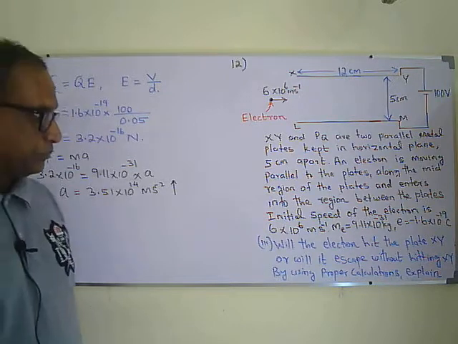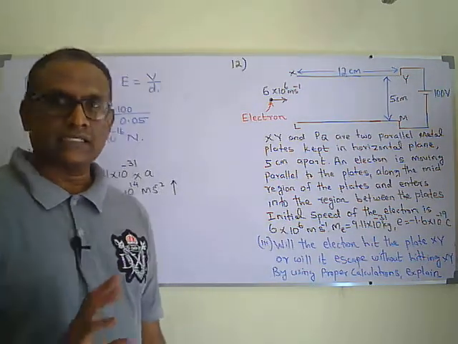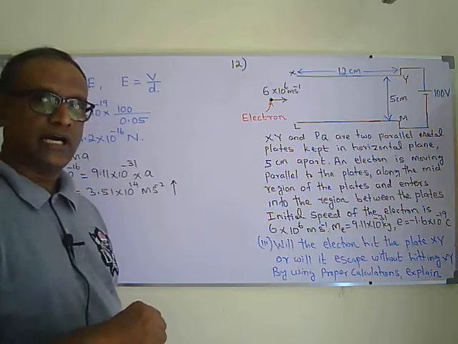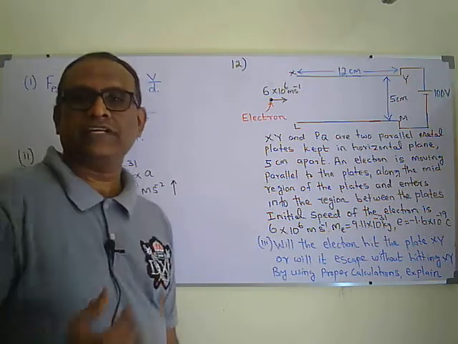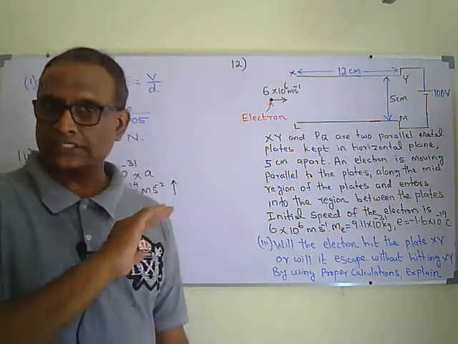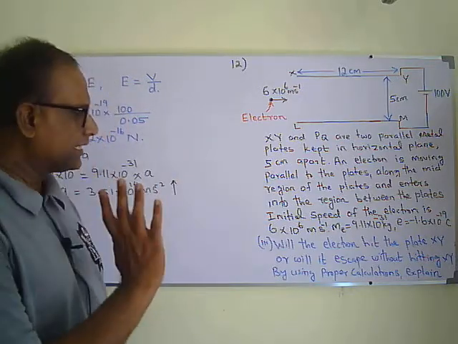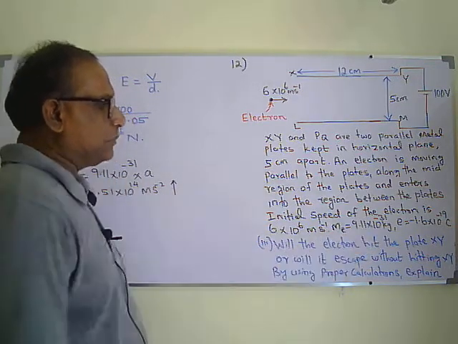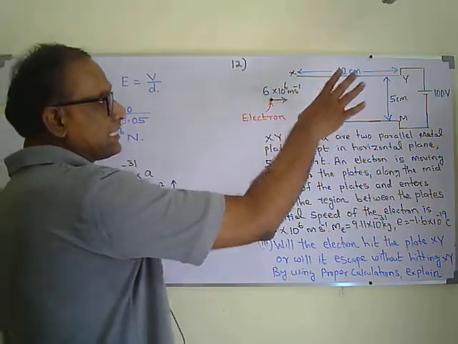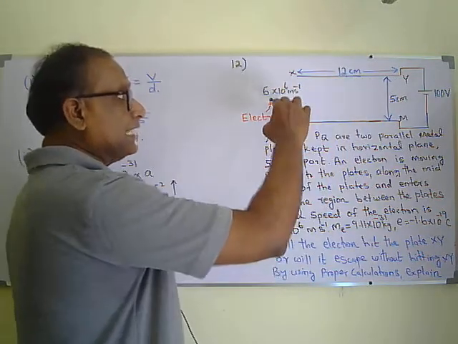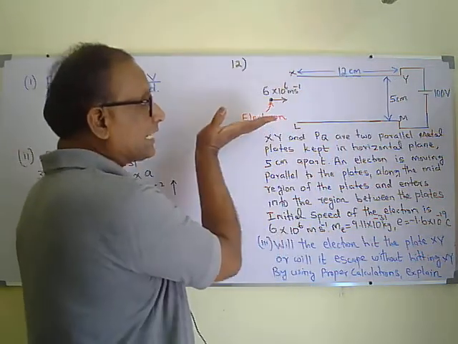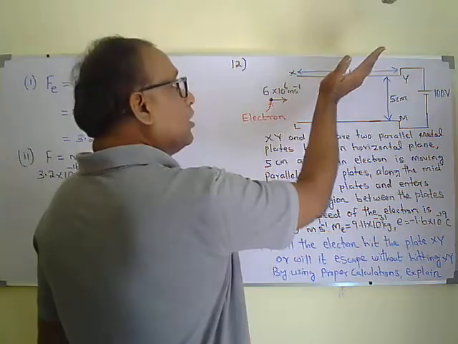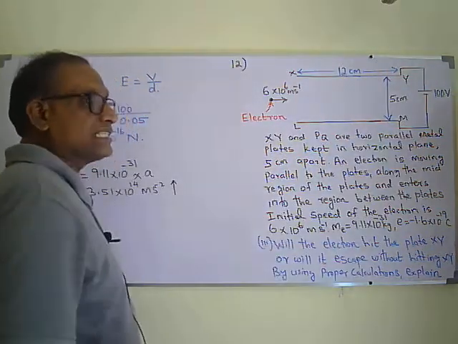Okay, the third part is slightly different. They are not asking for any specific calculations. They are asking, will the electron hit the plate XY? When it enters the region between the plates, the direction of motion of the electron is going to turn towards XY.